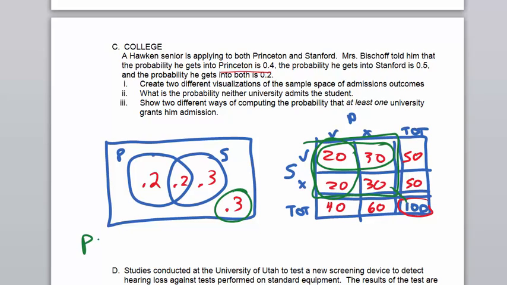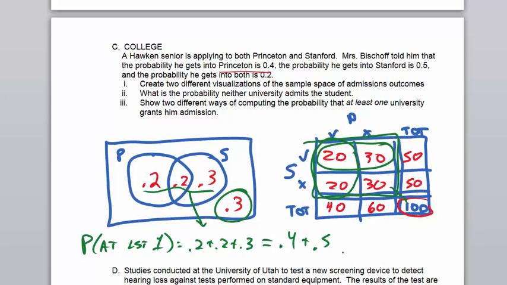Well, probability of at least one. All right, there's a couple ways. There's actually 3 different ways you could do that. One is, why don't I just add up those numbers that were all showing admission? So 0.2 plus 0.2 plus 0.3. Alternatively, I could say this was all of the people who got into Princeton plus all of the people who got into Stanford, subtract that overlap region because I know I double counted the people who got into both.